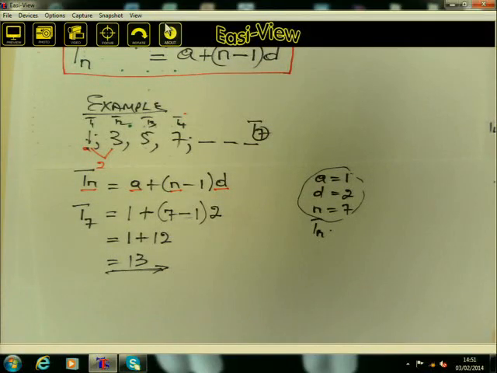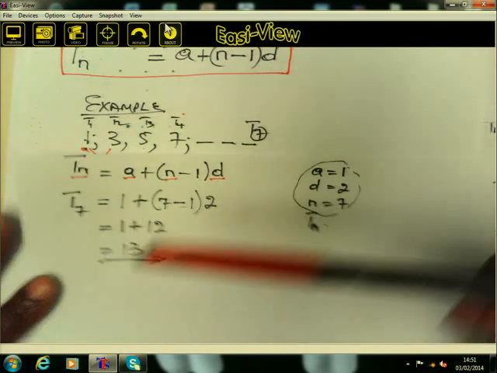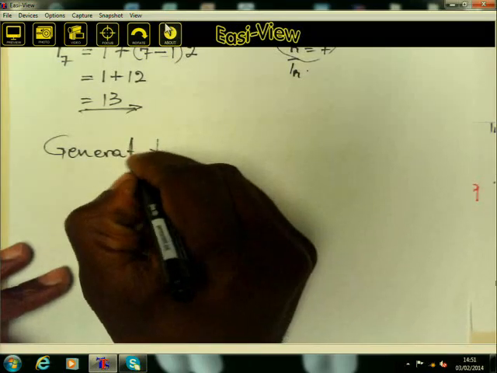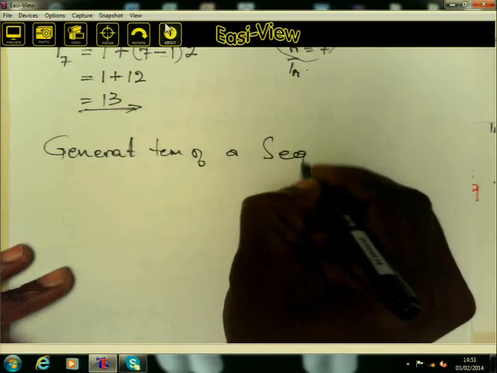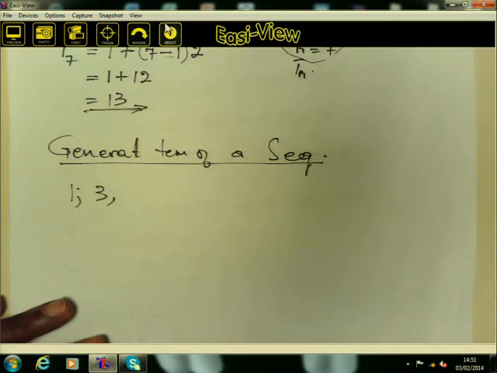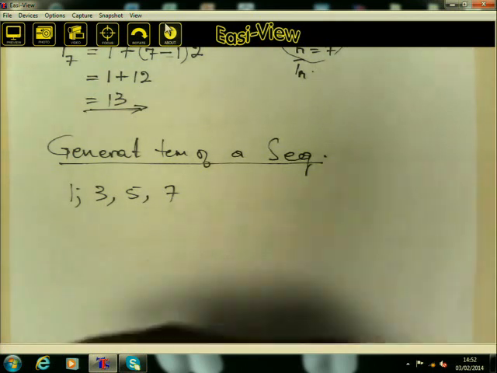So now we are finding the general term of a specific sequence, because this is the one that finds the other terms. What do we do in order to find the general term of a specific sequence? Like the one that we had here: 1, 3, 5, and 7. So what is the general term for this particular sequence? We can find that because we know the general term for the arithmetic sequence.